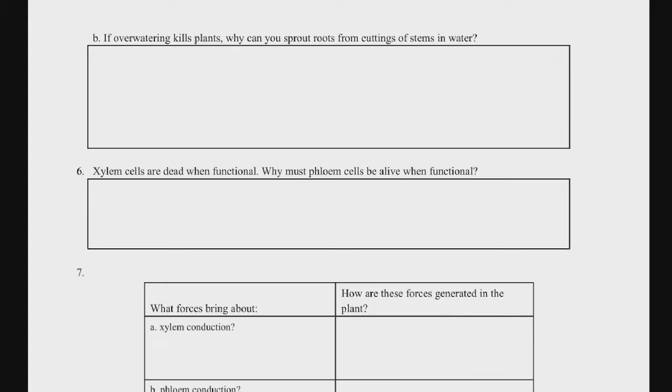Number 5, B. If overwatering kills plants, why can you sprout roots from cuttings of stems in water? Oxygen from the atmosphere can diffuse into the water of that jar, and as a result, the water can contain enough oxygen to allow for cellular respiration to continue in the roots.